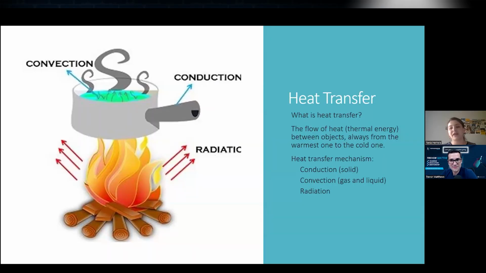Okay, so first it's the basics as we already mentioned. So for instance, what is heat transfer? Heat transfer, the basic, what I can see, is the flow of heat, which is also known as thermal energy because it's an energy between objects. So it always will go from the warmest one to the cold one.